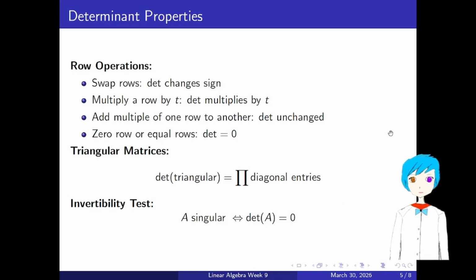If we swap rows of a matrix, that would result in a sign change in the determinant. If we multiply a row by a constant t, then the determinant is also multiplied by this t. If we add a multiple of one row to another, then the determinant is unchanged. If one row is 0 in a matrix, then the determinant is 0. For triangular matrices, the determinant is a product of diagonal entries. Again, if A is singular, then its determinant is 0, and vice versa.